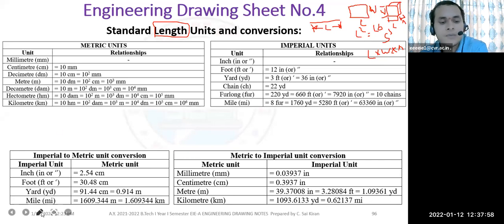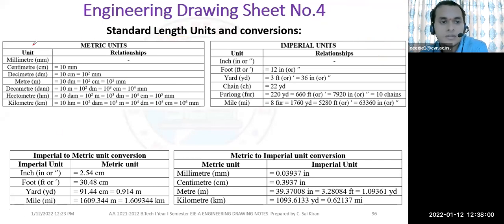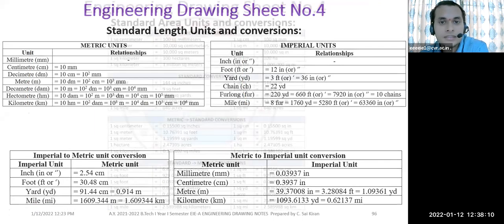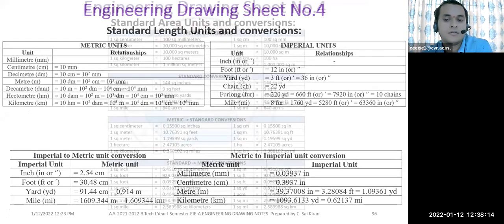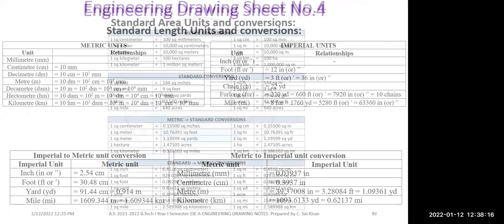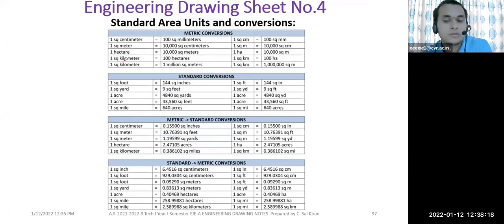Similarly, the same concepts that you learned in metric units and imperial units will be applied for the areas and volumes that you will see in the next slide. For the standard area, if you want to measure your house, it is in square kilometers or hectares. For paddy fields or any field, they measure in hectares. 1 hectare equals 10,000 square meters. So you have to know.